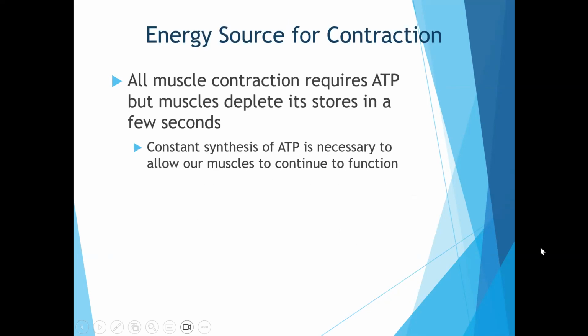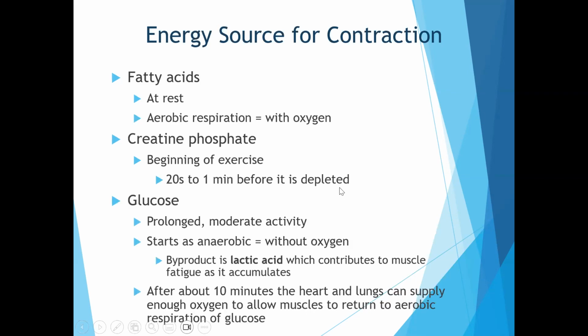All right, now we're going to talk about our energy sources for contraction. And so ATP is the key energy source. Our muscles need ATP, but we only keep enough ATP stored to go through it in a few seconds. So we can't rely on just our stored ATP to power us. So we kind of have to be making it constantly. And there's multiple systems that do this.